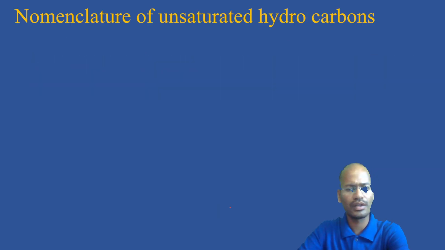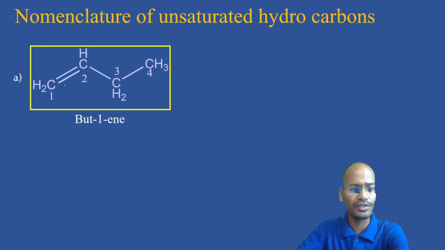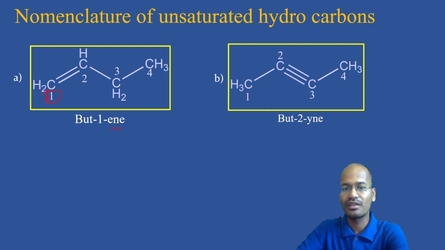A very short recap for nomenclature of unsaturated hydrocarbons. If there is one double bond, obviously ene needs to be added, along with the position at which the ene starts. The total number of carbons is 4, so but-1-ene is the name of this molecule. Similarly for yne, but-2-yne. I have kept 2 here because the triple bond starts from the second carbon. That's why I am adding this as but-2-yne.